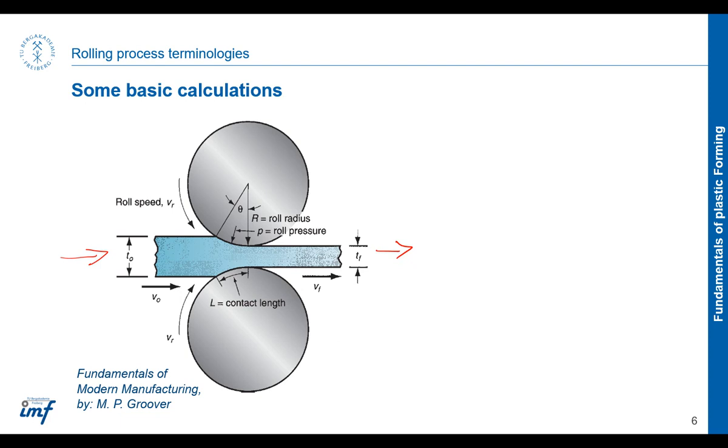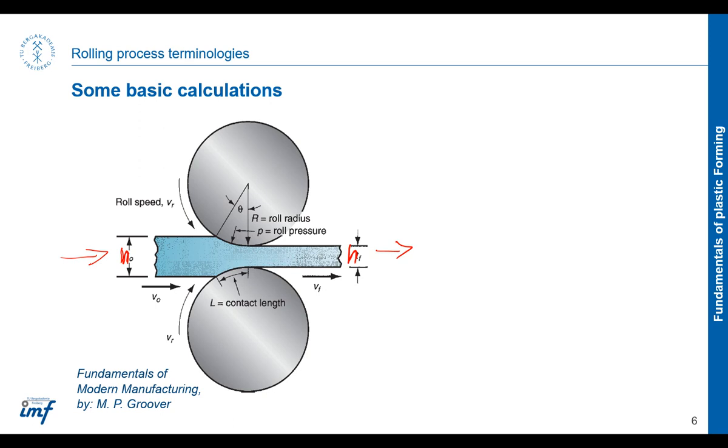Now instead of using T, I would like to use height, so this can be H0 and this can be HF. In this process, when we have this block here which we want to roll in the final direction, we would like to perform some calculations by simplifying it.